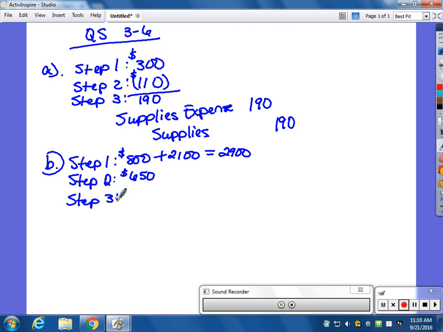Debit what? Credit what? Wouldn't this be 2,000? Nope. We're just doing the adjusting entry. Do not overthink. It's the same stuff over and over again. Debit what and credit what? Debit supplies expense. Credit supplies. What's the amount? $2,250.